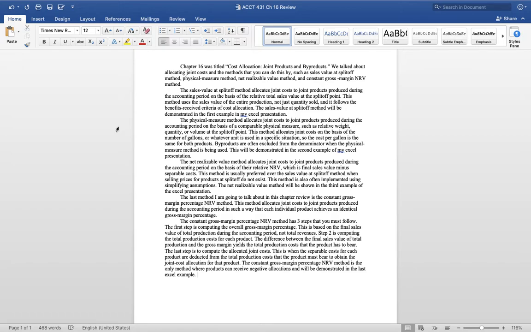Step 2 is computing the total production cost for each product. The difference between the final sales value of total production and the gross margin yields the total production cost that the product has to bear. The last step is to compute the allocated joint costs. This is when the separable costs for each product are deducted from the total production cost that the product must bear to obtain the joint cost allocation for that product. The constant gross margin percentage NRV method is the only method where products can receive negative allocations and will be demonstrated in the last Excel example.